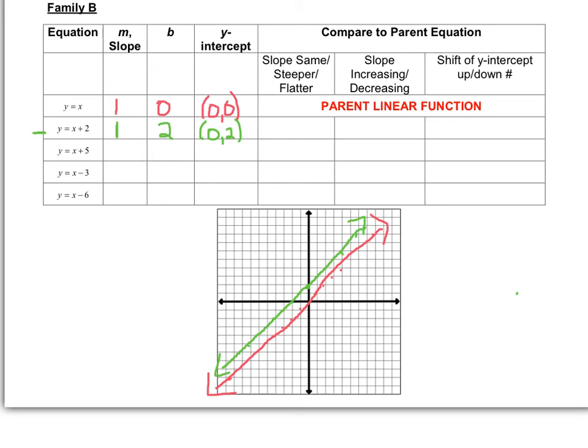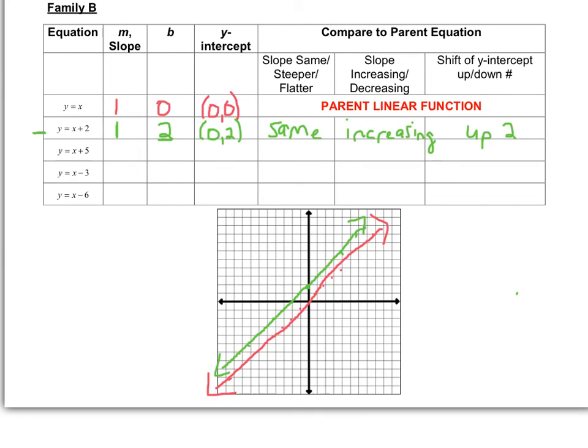Okay, so then what you notice is that the green line is basically the same. It's parallel to the red line, except it's shifted up 2 places. So the slope is the same? It is the same because the slope is 1. Is it increasing? Yes, it's increasing just like the parent function. And is there a shift? Yes, we shifted up 2 from the origin, which makes sense because my b was positive 2.